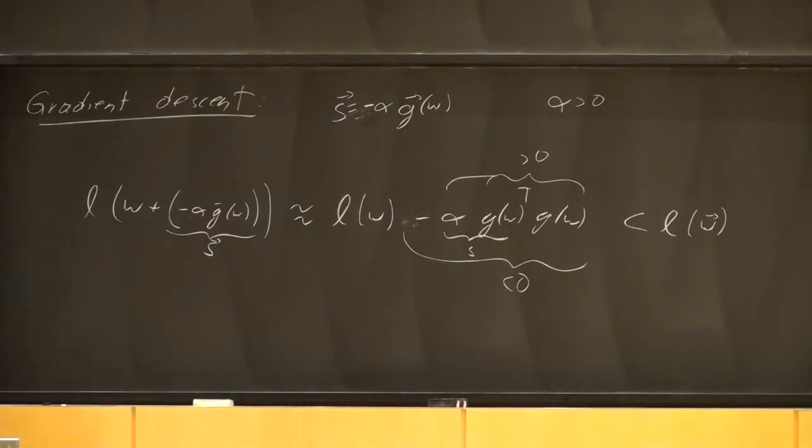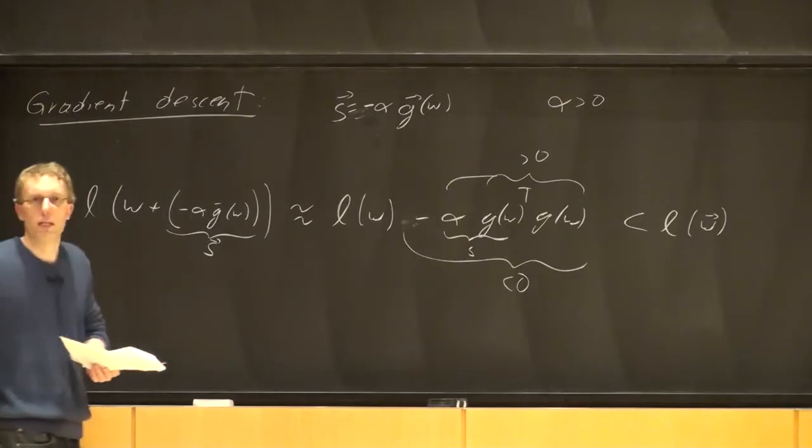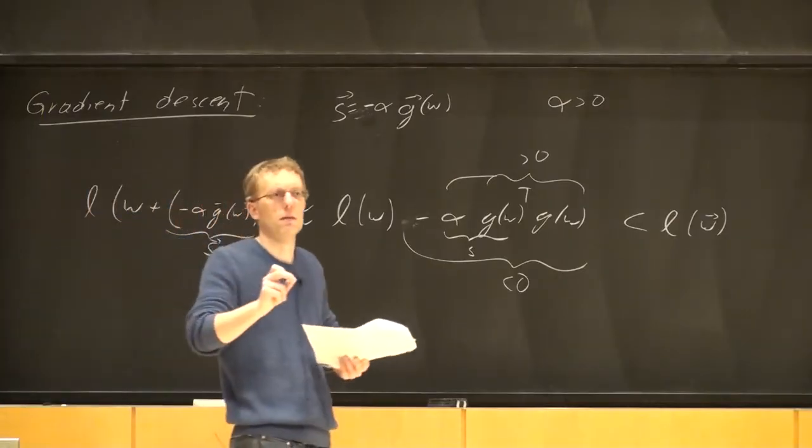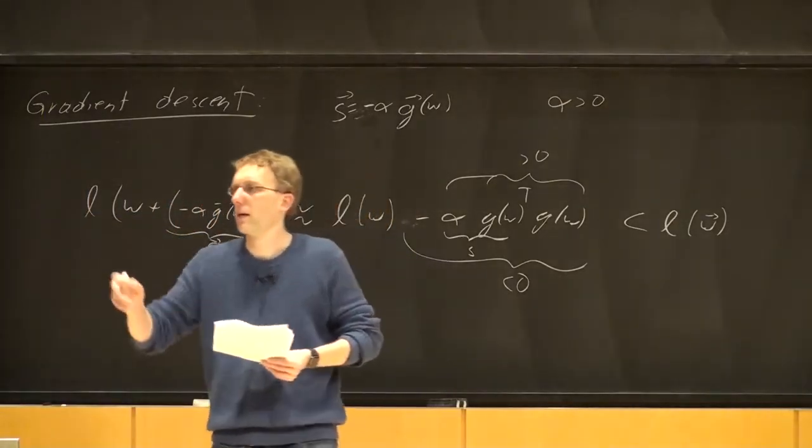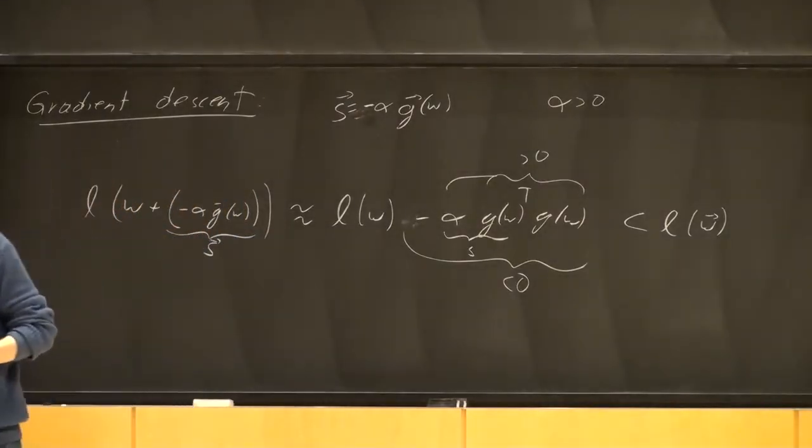Why will you eventually come to the minimum? Wait a second. Why is that guaranteed? Can anyone tell me? Yeah? Because the function is convex. Because the function is convex, right?